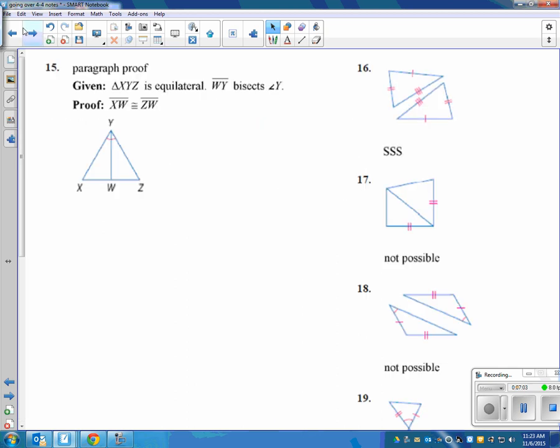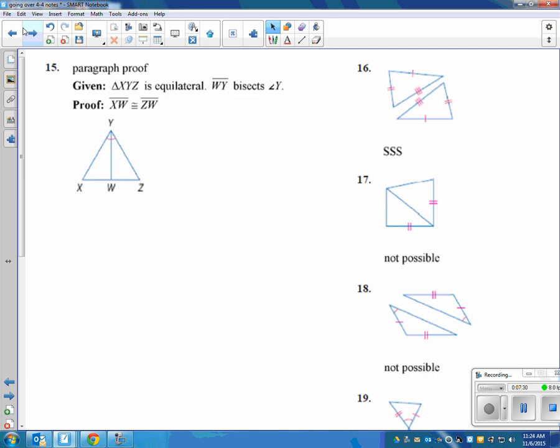15 said paragraph proof. Eric did a lovely 2-column proof that you can just say in words. You can just write out sentences there. But what do we have there? A new one here. They tell us it's equilateral. And they tell us that WY bisects angle Y. So really from the given, they didn't give us any of the three things, but they gave us something to get there. So let's look at his, because it's given, he says WY is congruent to WY.